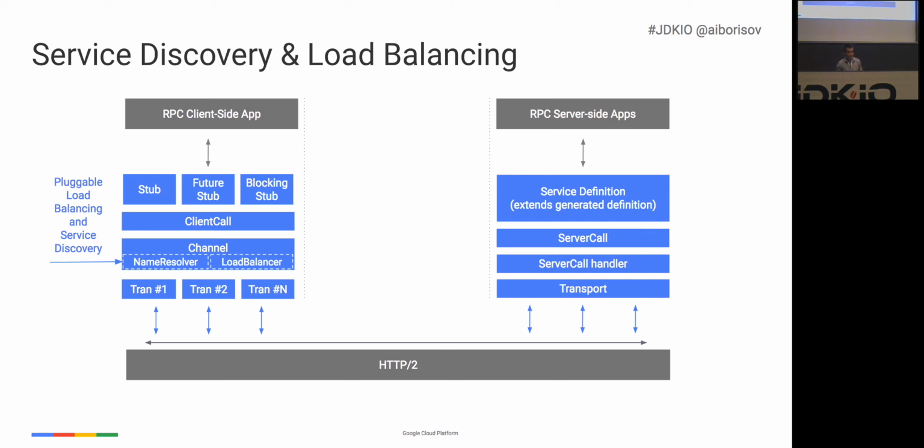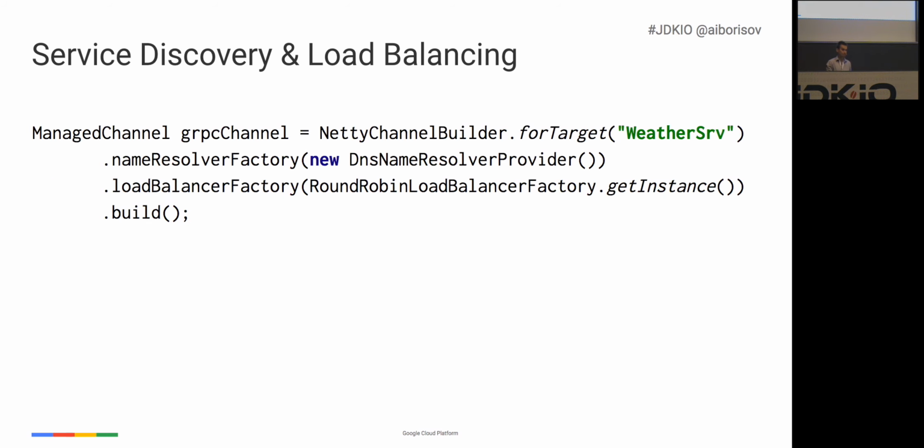gRPC allows us to plug strategies for both service discovery and load balancing into our channel. And on a high level, we still work with client stubs as before. Our client stubs don't know anything about service discovery or load balancing. The channel does it. Remember I told you that a channel is a logical abstraction between client and service. So for a service, we usually have multiple servers, but we still work with one single channel and one single stub.